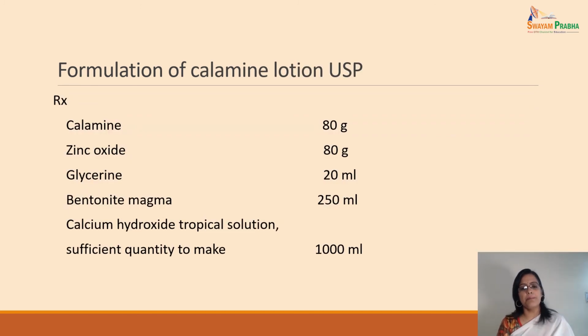Okay, just take the example of one lotion, calamine lotion, which is very common, and I think you must have prepared calamine lotion in your laboratory. I will show you how to prepare calamine lotion in the coming video. So you have to take calamine, zinc oxide, glycerin, bentonite magma, calcium hydroxide topical solution and sufficient quantity of water. So these are the ingredients of the lotion.